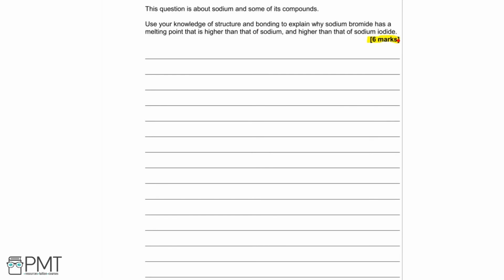So when we have a 6-mark question like this, it is being marked on levels of response. And in order to get into the highest level of response and get the full 6 marks, these questions are divided up into normally 3 stages, which you must describe each of in a correct and complete manner. So in this question, our 3 stages are going to be, first of all, describing the bonding in sodium. Secondly, we're then going to describe the bonding in the sodium iodide and in sodium bromide.